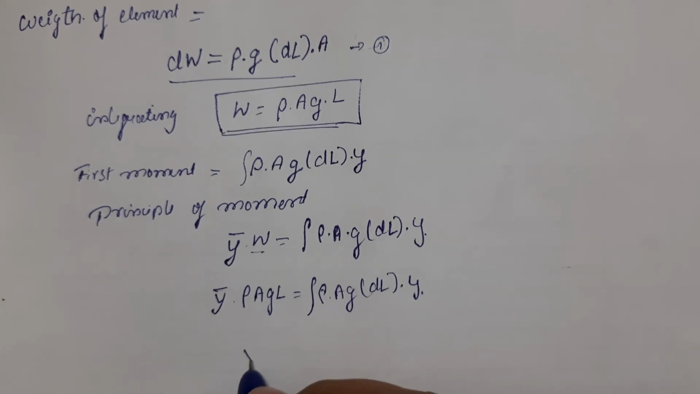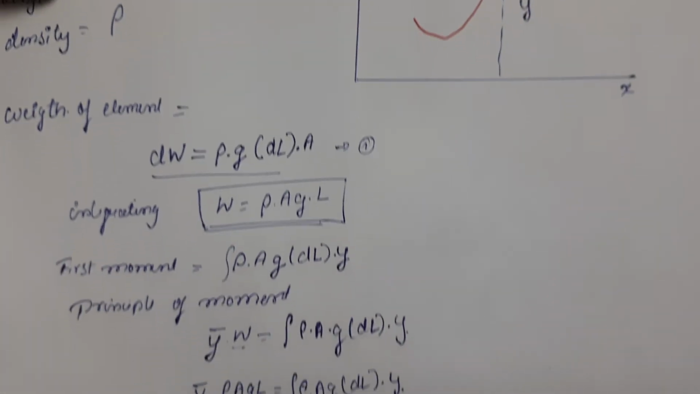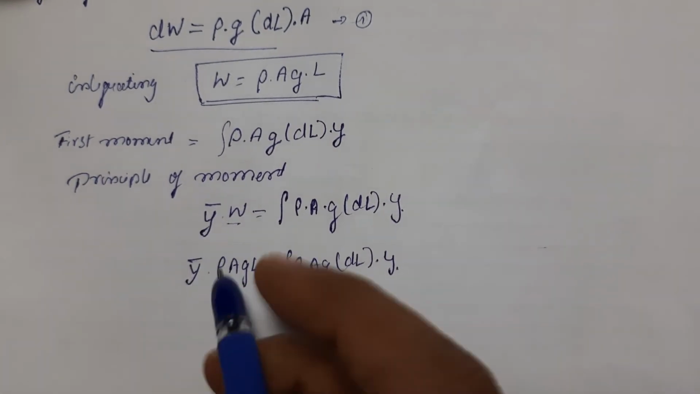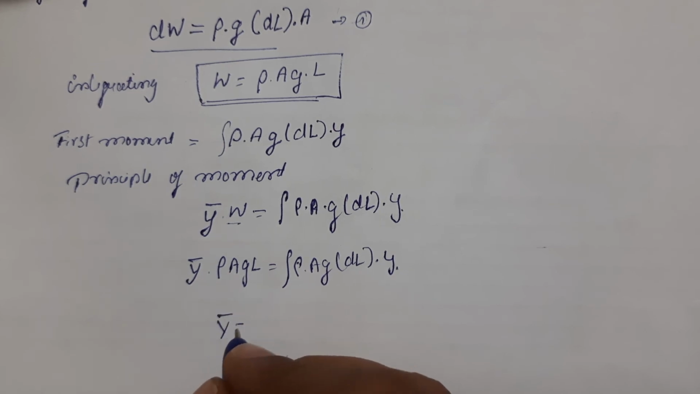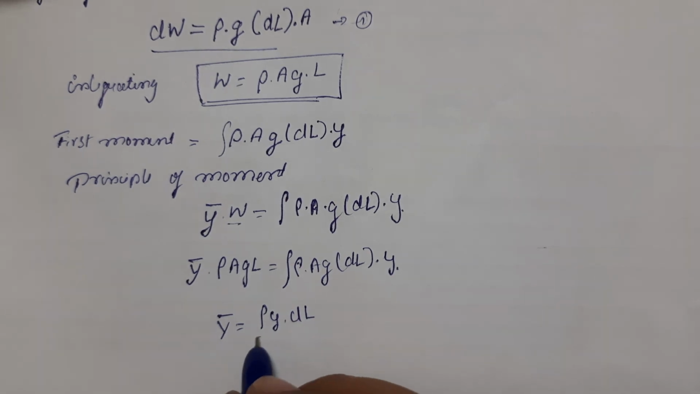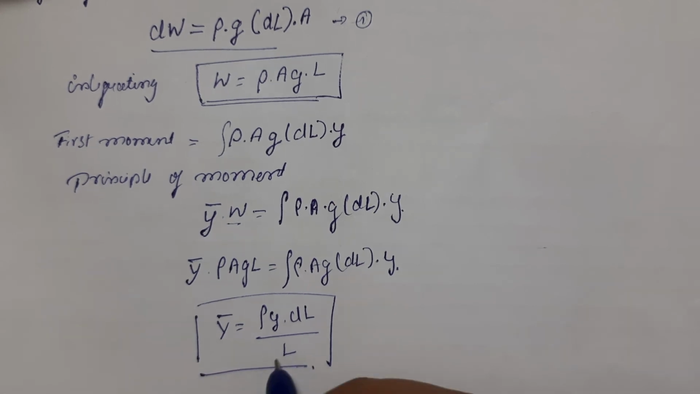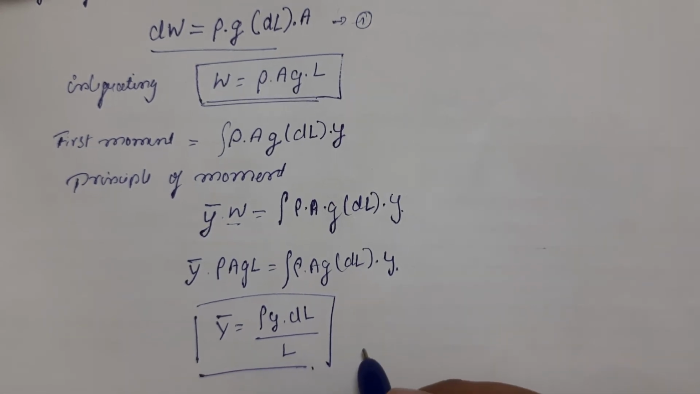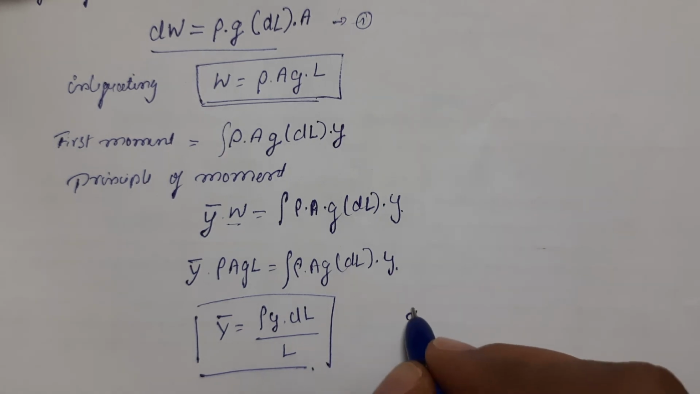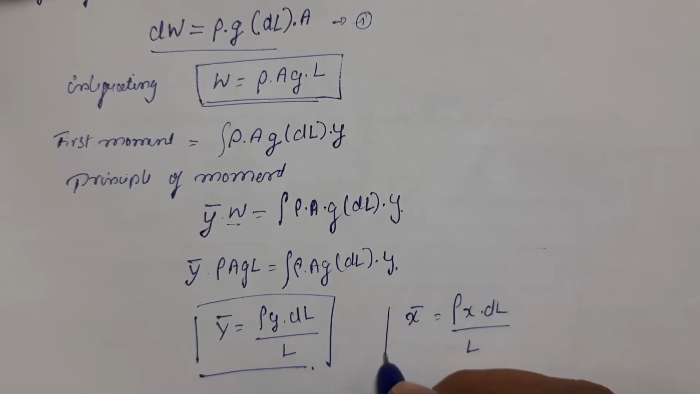To find out y dash, density as well as the cross section area will remain the same throughout this whole wire, since it's a homogeneous wire. So we can write this whole equation as y dash is equal to integration of y into dl by L. Okay. Similarly, from the x coordinate location, the center of gravity of the wire can be determined as x dash is equal to integration of x dl by L.